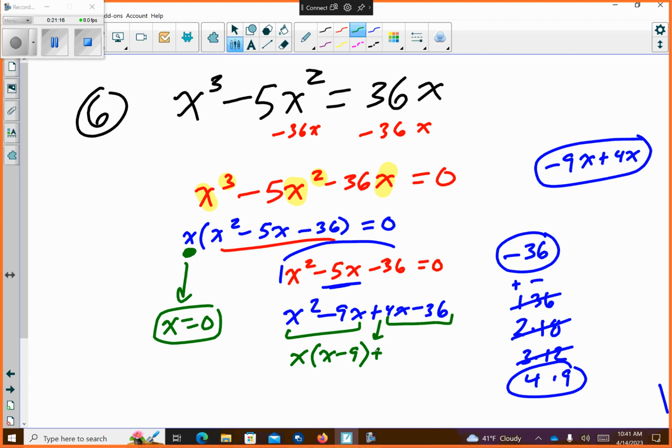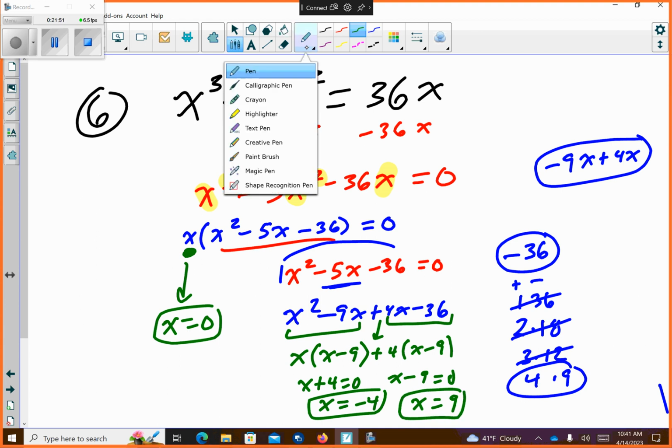2. Go a little bigger. 2 does work, but go a little bigger, I bet you. 9 doesn't go into 4. Does 4 go into 4? Does 4 go into 36? That gives me x minus 9. All right, so I have x plus 4 equals 0 and x minus 9 equals 0. So x equals negative 4. X equals positive 9.